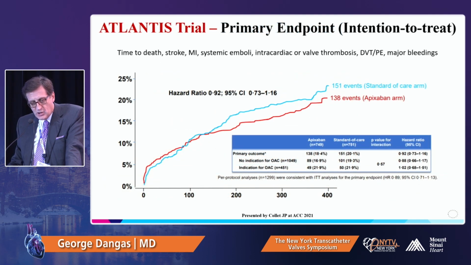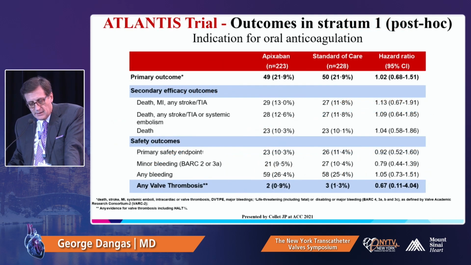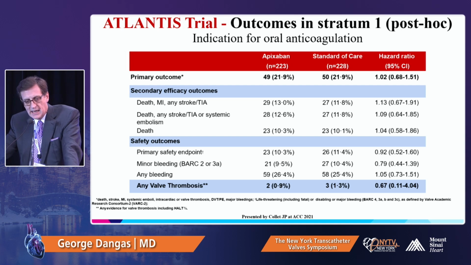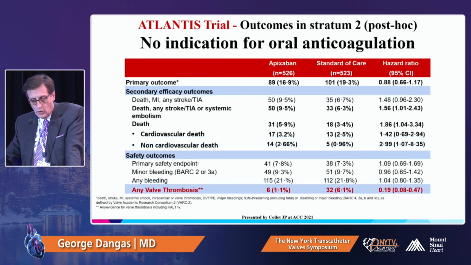Overall, not much difference, and particularly if you take away the CT-driven valve imaging endpoints, the pure MACE, you can see 133 events with apixaban, 121 with standard of care. But from our point of view, we need to understand better what kind of patients were treated. No difference, as I said before. And in the oral anticoagulation stratum, the study is small, 200 patients per group. Not a lot of difference in any of the endpoints, apixaban versus warfarin.